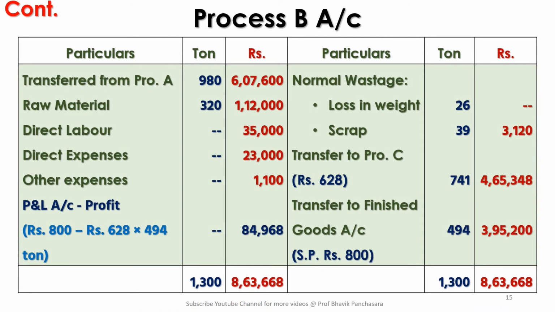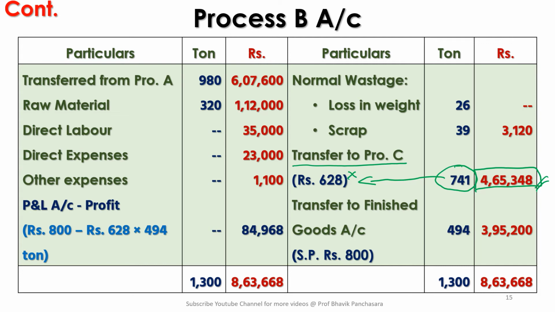Okay friends, now we are going to complete the remaining portion. The material transferred to process C was 741 ton, and for that we have now calculated the cost, that is 628. So 628 into 741 you will receive this amount, 4,65,348.